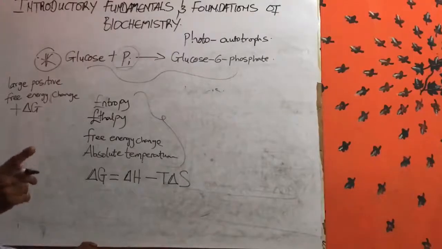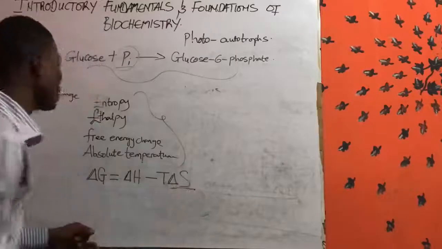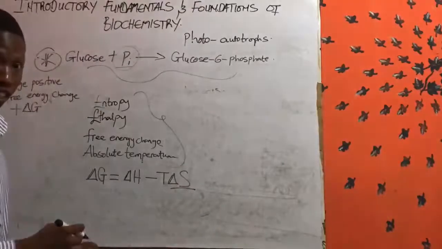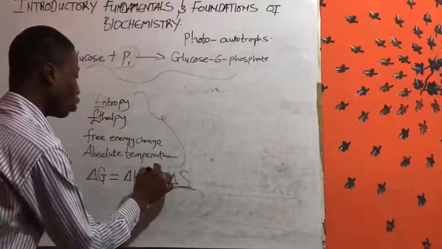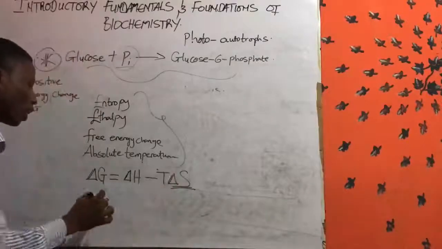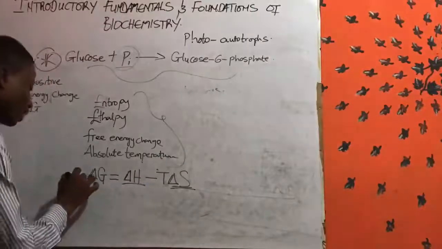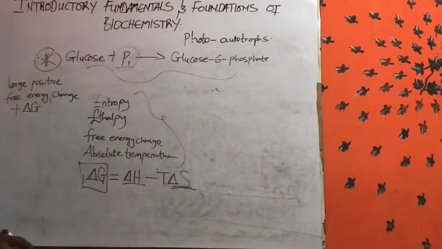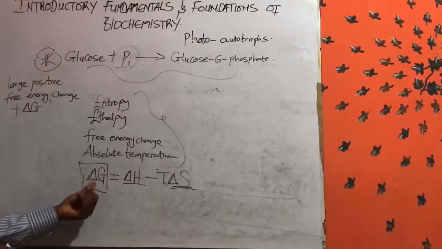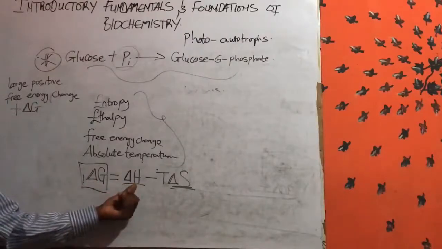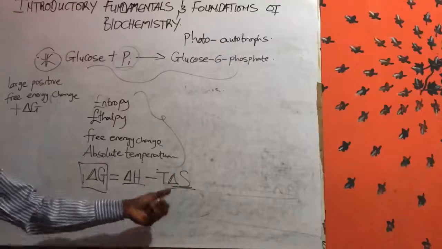So if you are having your temperature in degrees Celsius, you have to convert to Kelvin. And my delta S here is talking about entropy. So if I know the entropy of a reaction, and I know the absolute temperature of a reaction, and I know the enthalpy of a reaction, I can calculate its free energy change by this formula, which relates free energy change to enthalpy, absolute temperature, and entropy.